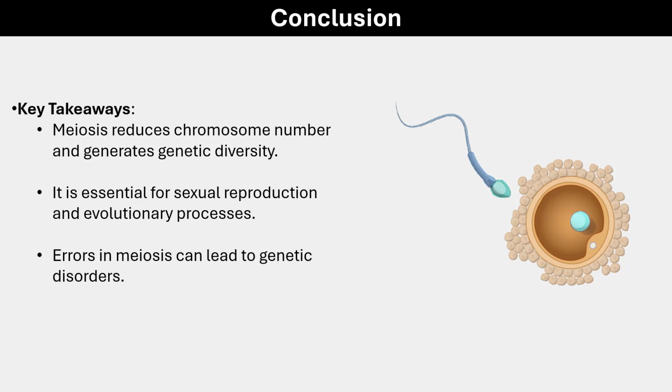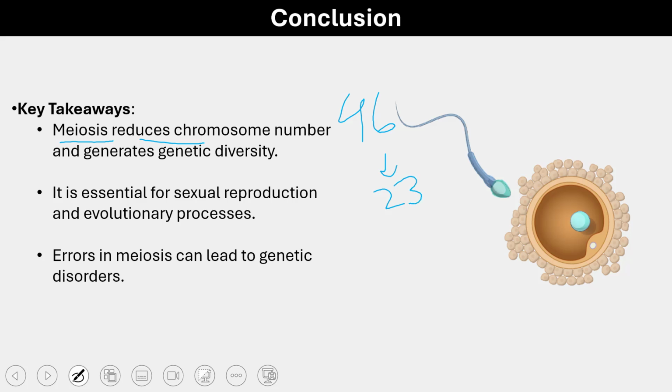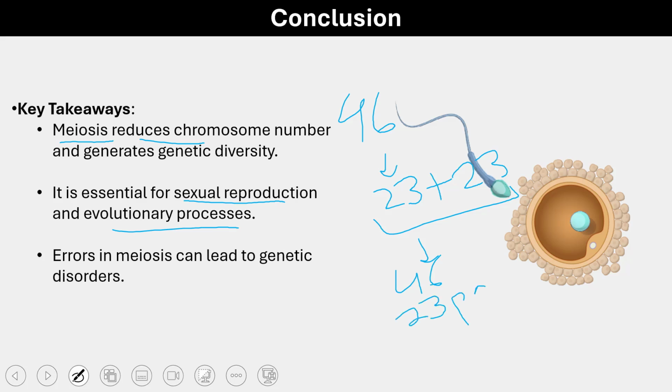So the main takeaways from today's lecture are: meiosis is a reductional division. If you start with 46 chromosomes, it will lead to daughter cells with 23 chromosomes. It is important for sexual reproduction and the evolutionary process because these 23 from male and 23 from female will pair up to form 46 chromosomes or 23 pairs of chromosomes in the progeny.